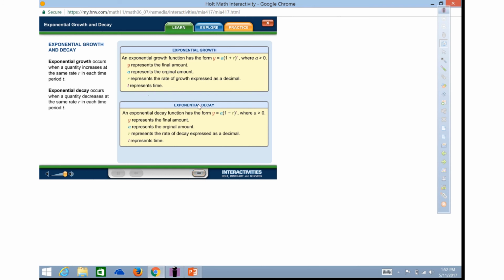And if you notice, the only difference between exponential growth and decay is this little minus sign. Okay? And so that's just the introduction to exponential growth and decay. I just wanted to go over those forms with you.